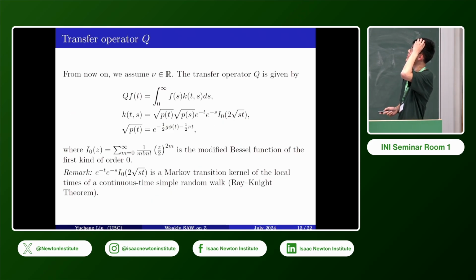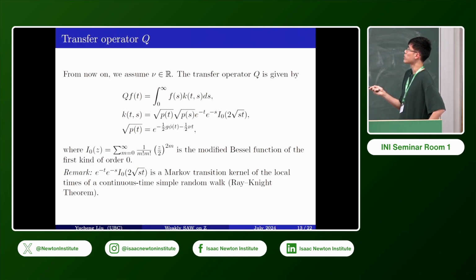I should tell more about the transfer operator. From now, first thing, we should assume nu is real. And this operator q is actually given by some integral with respect to some kernel. This kernel is very nice because all my p's are exponentially decaying, and the p's carry the self-intersection properties. The rest of this is coming from the random walk, e to the minus t, e to the minus s, I naught, with some parameters. The I naught is the modified Bessel function of the first kind.